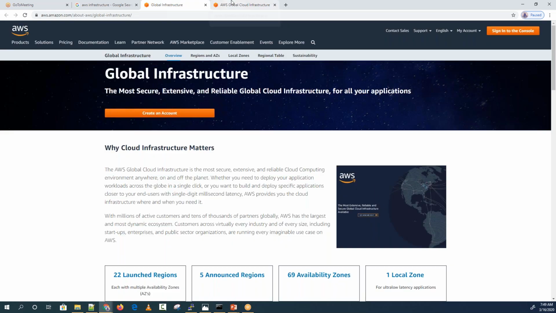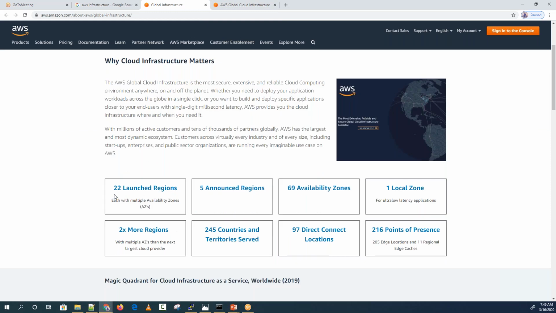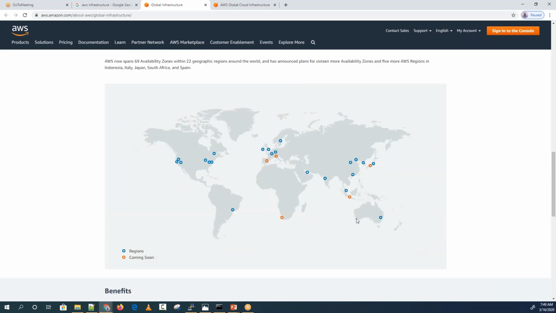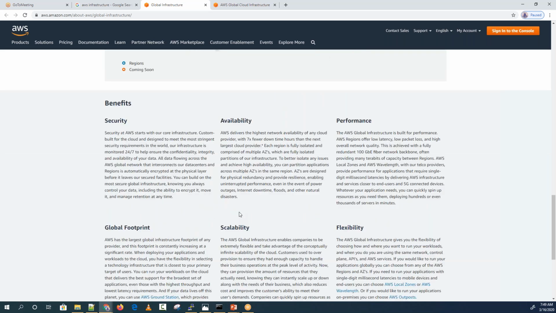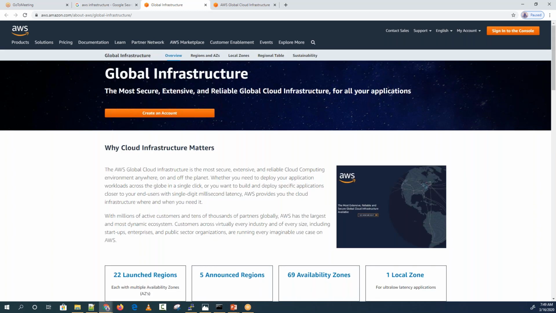Okay, any questions so far, guys? As of now, there are 22 launch regions, 5 are being announced, 16 availability zones. They're increasing it at a rapid rate, and they are spread across 245 countries, and 97 direct connect locations, and 216 points of presence. This is their existing global infrastructure footprint, guys. Any questions?